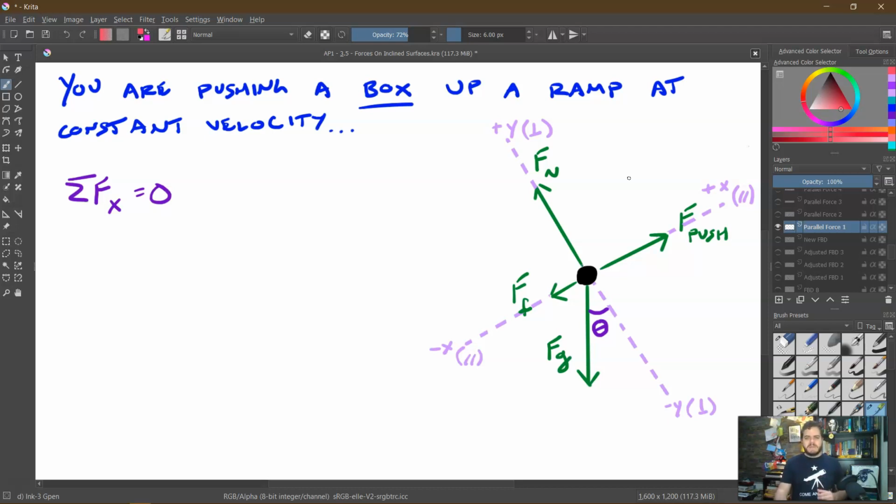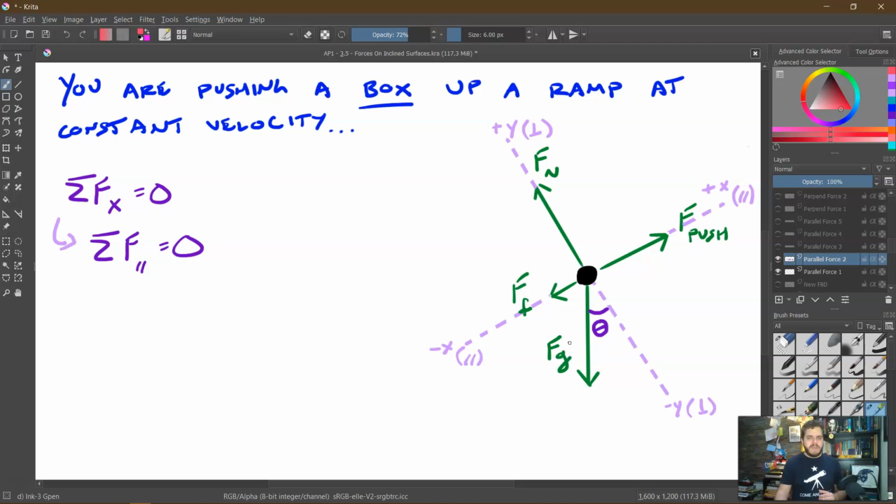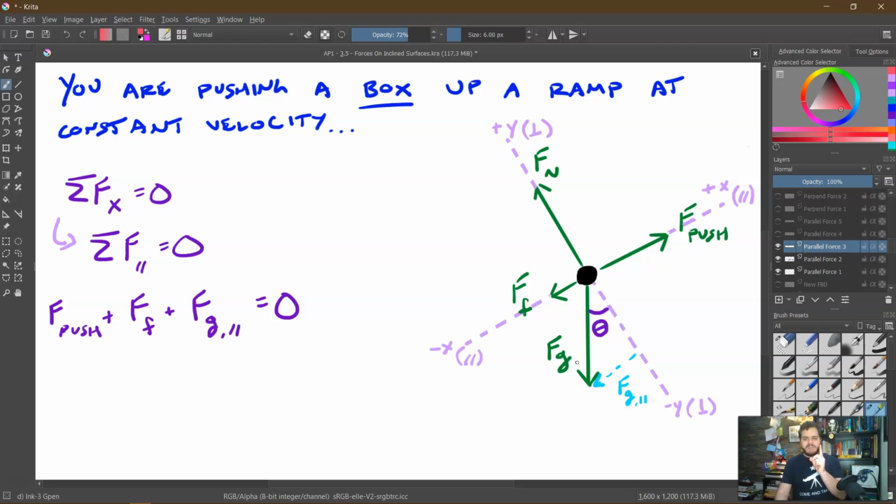Well, if this is the case, when I have sigma Fx equal to 0, well, x is really sigma F in the parallel direction. But since this is moving at constant velocity, all of the forces parallel to the surface of the ramp have to be balanced. They all have to be balanced. And if that's the case, well, what forces do I have in the parallel direction? Well, one, I have my push force, I have my friction force, but now Fg is no longer on an axis. Part of it is parallel to the surface, part is perpendicular to the surface.